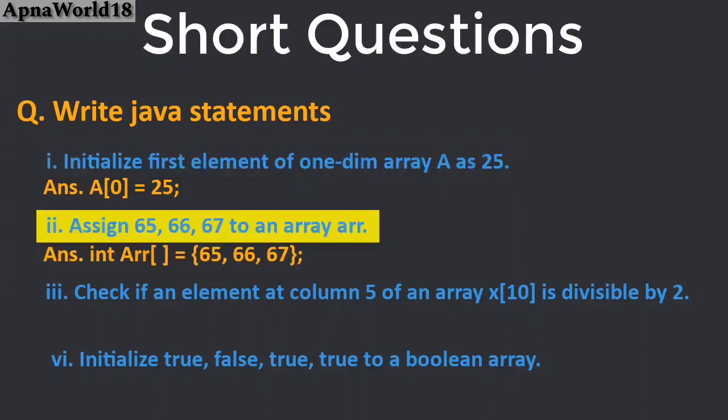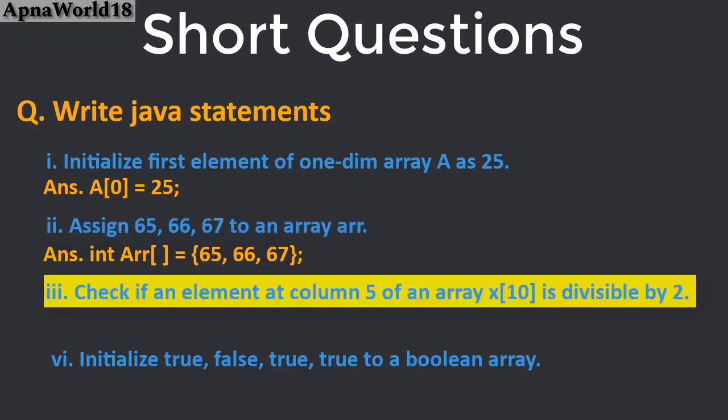Next we will create a static array ARR and initialize its values to 65, 66 and 67 in curly braces. Next we need to write an expression in an if statement. Here the element at column 5 means the element at index 4. So the statement is if x[4]%2 equal to 0. This is our check for even numbers.